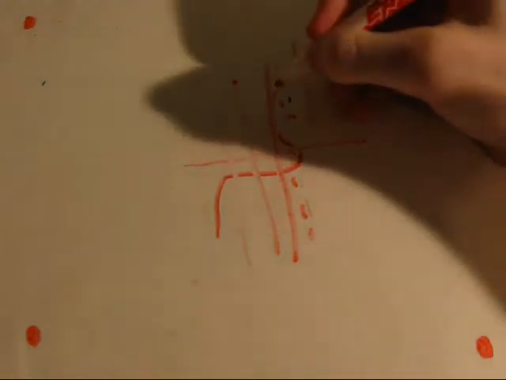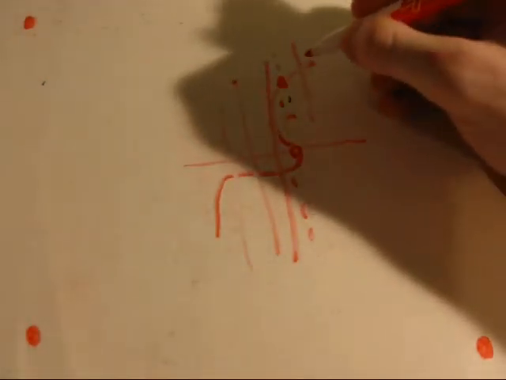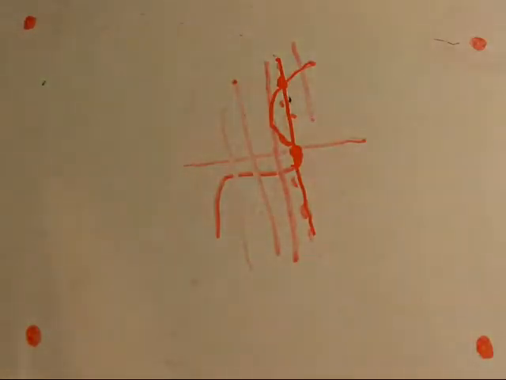Excuse me while I switch markers. It does pass this part of the graph and this part of the graph. This whole area fails the line test.